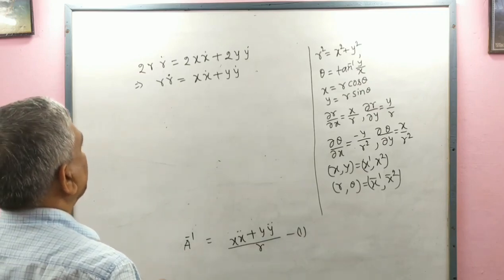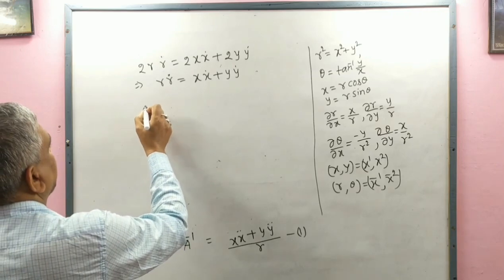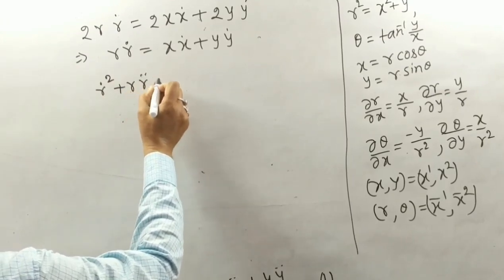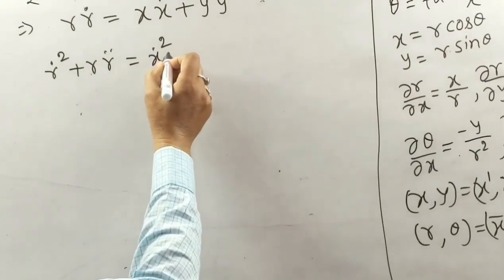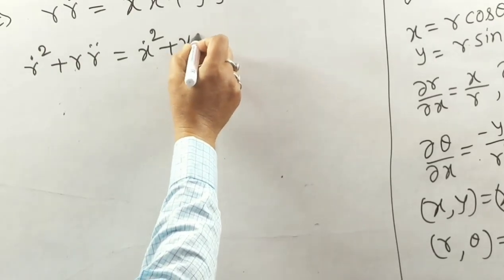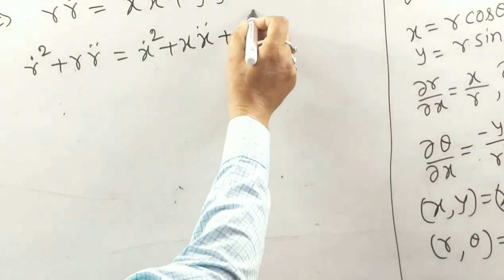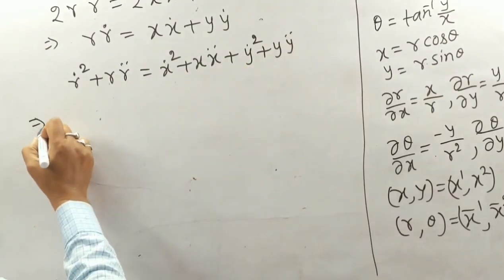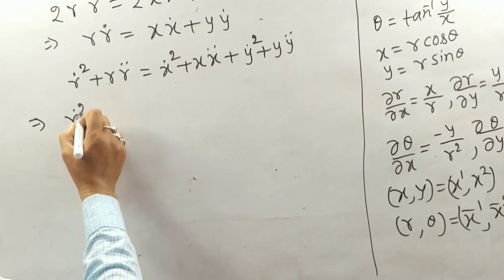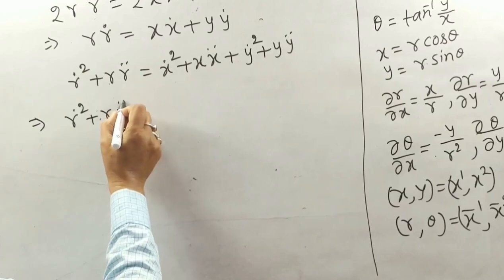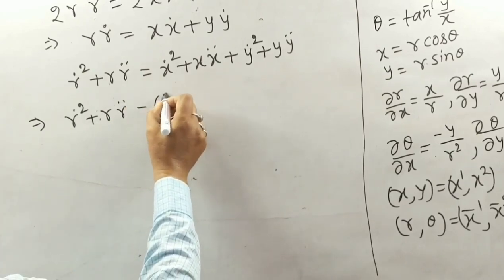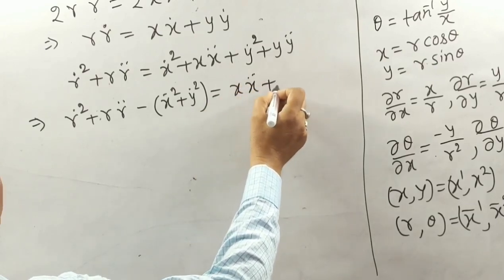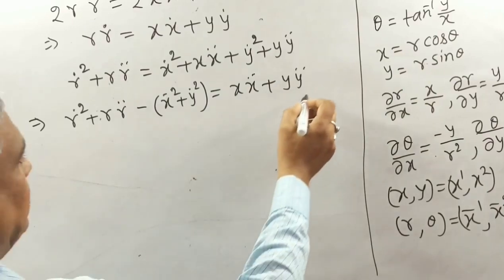Again differentiating with respect to t, we get r dot square plus r r double dot equal to x dot square plus x x double dot plus y dot square plus y y double dot, which implies that r dot square plus r r double dot minus x dot square minus y dot square equal to x x double dot plus y y double dot. This is equation 2.